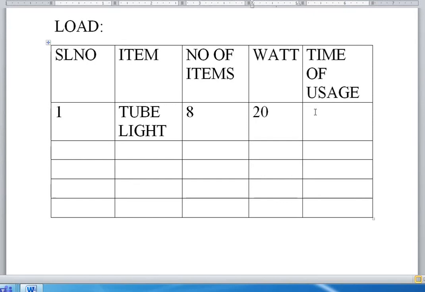Then the next one will be the time of usage. How much time are you going to glow it? Generally we start our lights after sunset, around 6 o'clock. And by 10 o'clock, I expect that everybody will be sleeping. So we have 4 hours during which we will be glowing all these things.